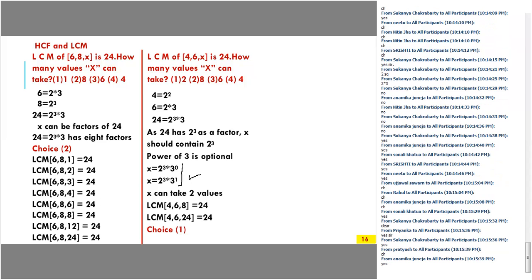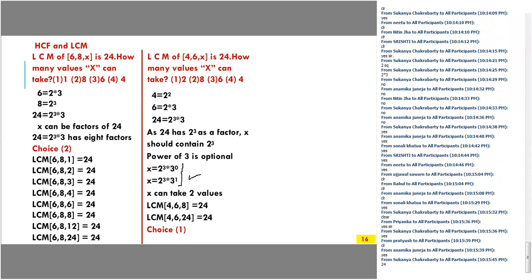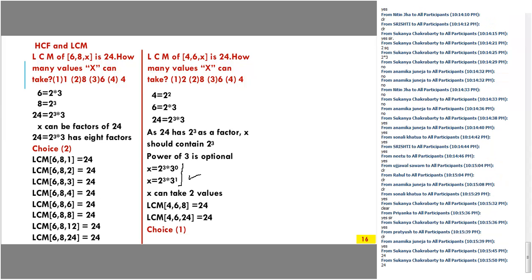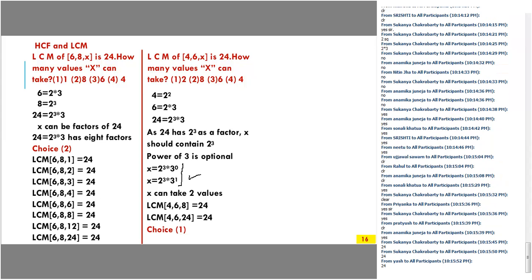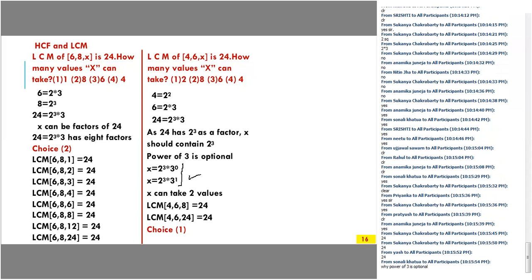What's the LCM of 4, 6, 8? 24. What's the LCM of 4, 6, 24? Give me any other number for X. Sonali, 4 is what? 2 square. 6 is what? 2 into 3. If X contains only 2 cubed, what will the LCM be?